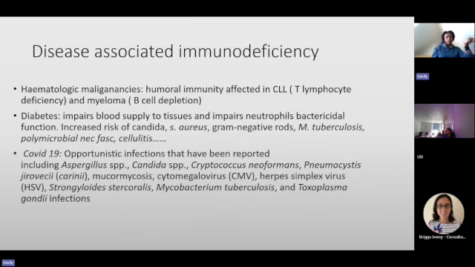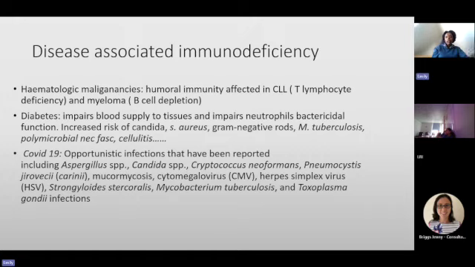Okay, I think I've spoken about this, the disease-associated immunodeficiencies. Patients who come with diabetes, I had already mentioned, usually have impaired neutrophils. Patients who come with hematological malignancies, we know what kind of immunodeficiency they have. It could be T lymphocyte deficiency, or B cell depletion in myeloma.